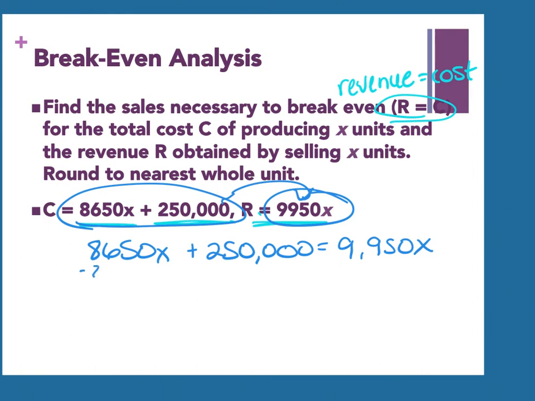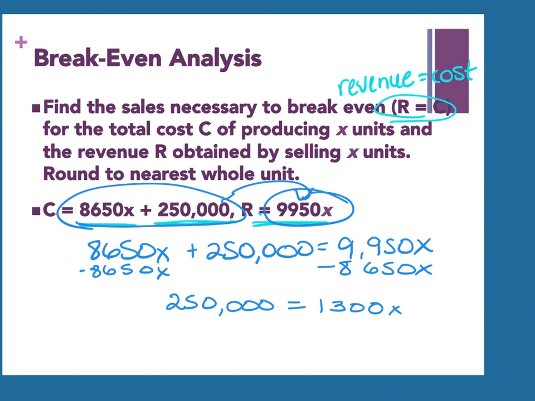And then subtract. And then divide. So cancel through the zeros. 2,500 divided by 13, and I get 192.3 units.